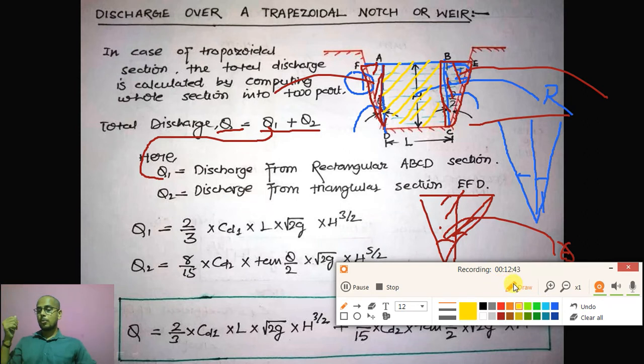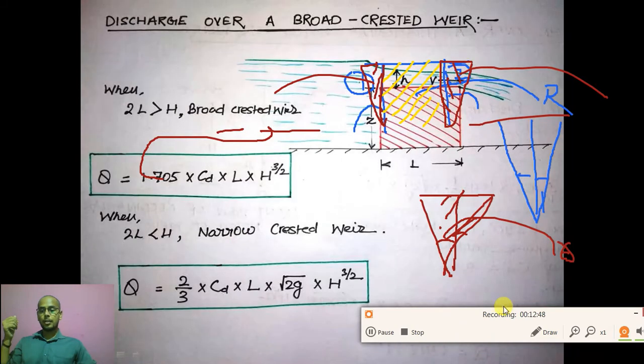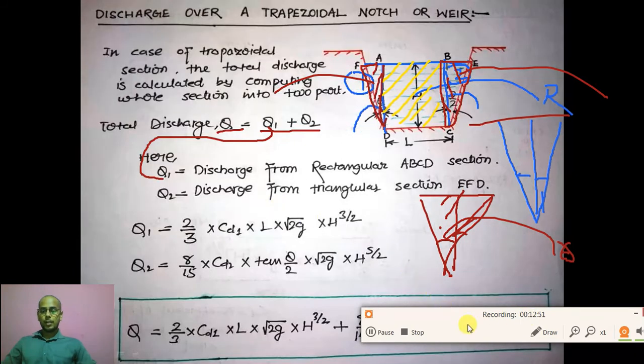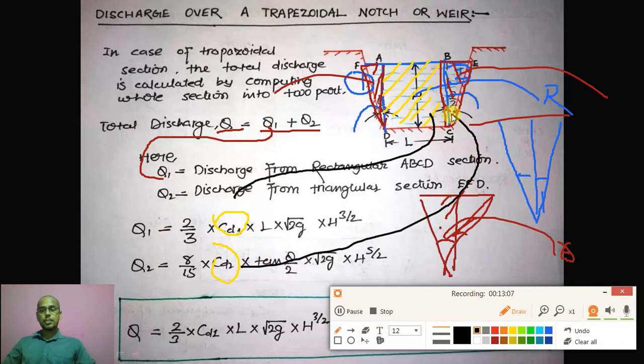But here you can notice that we have two different values of CD, right? Let me mark here. This one is CD1 and this one is CD2. CD1 is for the rectangular section and CD2 is for the triangular section. It will be given directly in the question, so you don't need to worry about that. You will have to use the discharge constant as per the given data.